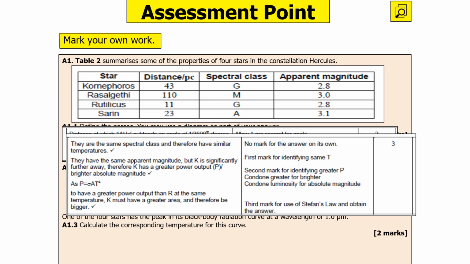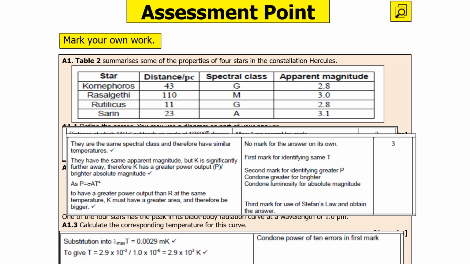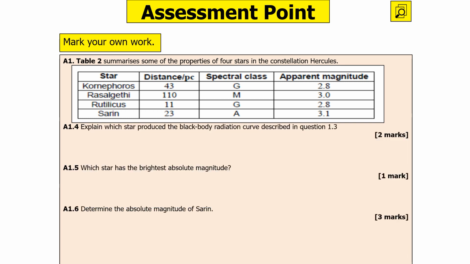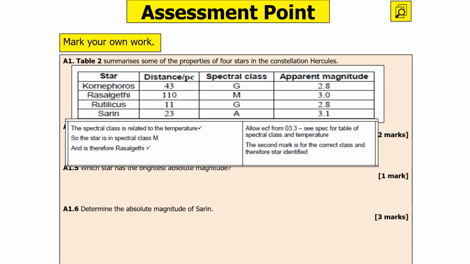Now the next one, again, we've got to use our equation for the Wien displacement law, lambda max times T equals 2.9 times 10 to the minus 3, to work out our value. Now think about which star will produce that. Well, this comes from you being able to link the temperatures to the spectral classes, and you've got to memorize what those values are. It must be in spectral class M if it has that particular surface temperature, so the only one that's M is Rasalhague.